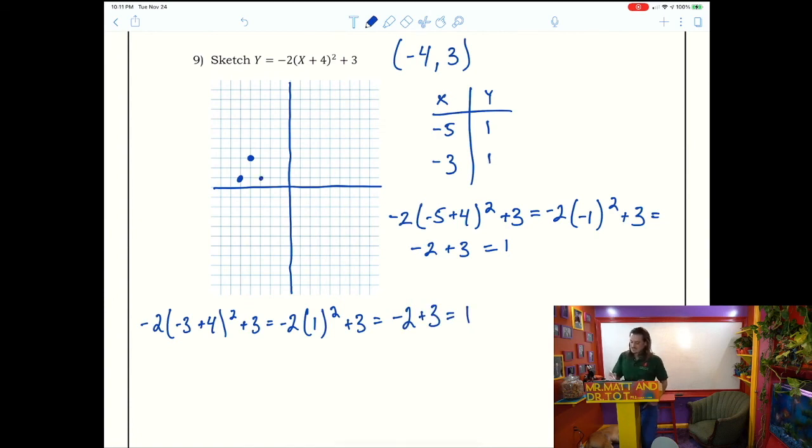That makes sense because look at that leading a value. It's negative. So this parabola is going to be opening downward.